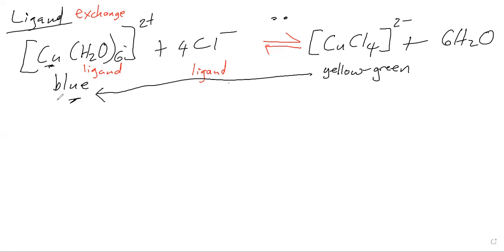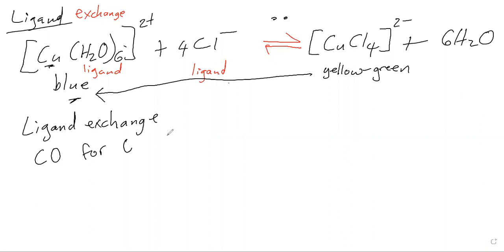Okay. Right. So if you're in a room, even if you have oxygen in the room, and carbon monoxide enters, carbon monoxide is going to bind to hemoglobin instead of oxygen. The reason for that is that hemoglobin has a higher affinity for carbon monoxide, and it is ligand exchange. So it is still ligand exchange actually taking place.